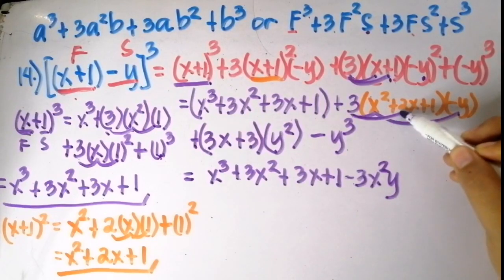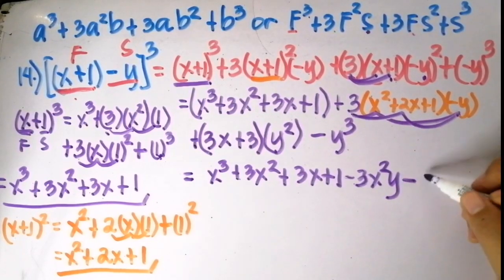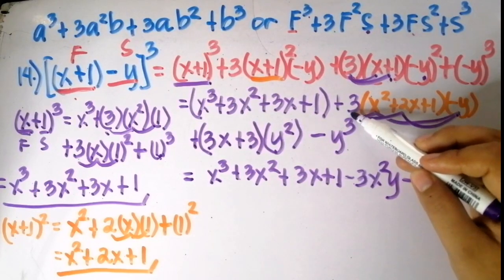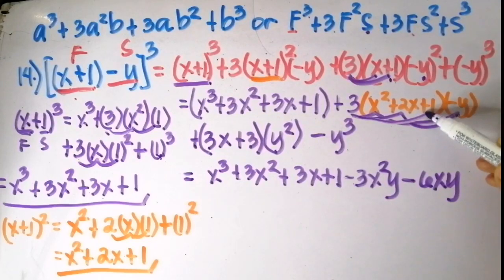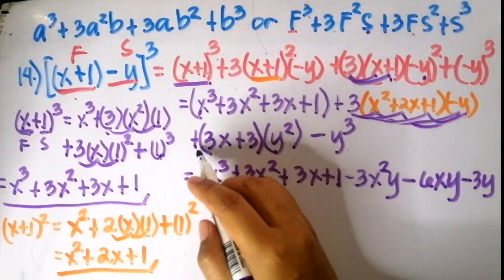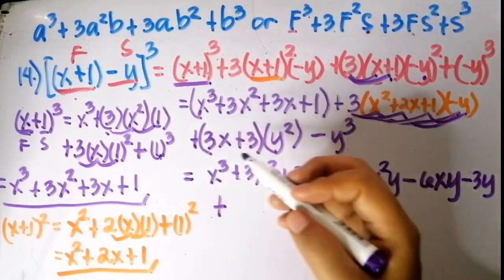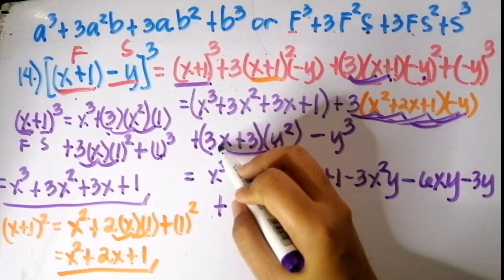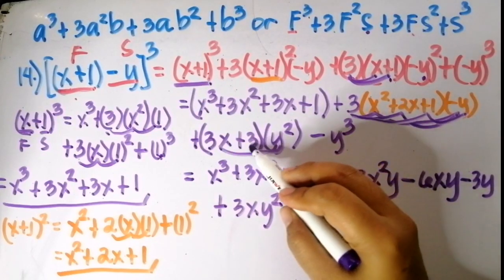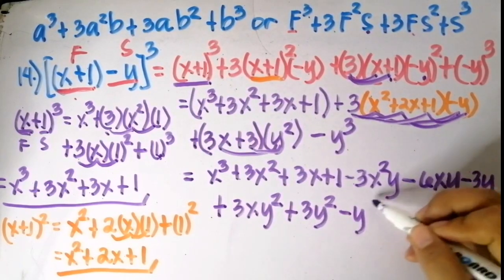3 times 2x equals positive 6x times negative y equals negative 6xy. Ang susundan, next, ito, 3 times positive 1 equals positive 3 times negative y equals negative 3y. And i-add natin to, plus, meron ulit pa i-multiply dito by distributive method. Y squared times 3x equals 3xy squared. Next, y squared times 3 equals positive 3y squared minus y cubed.